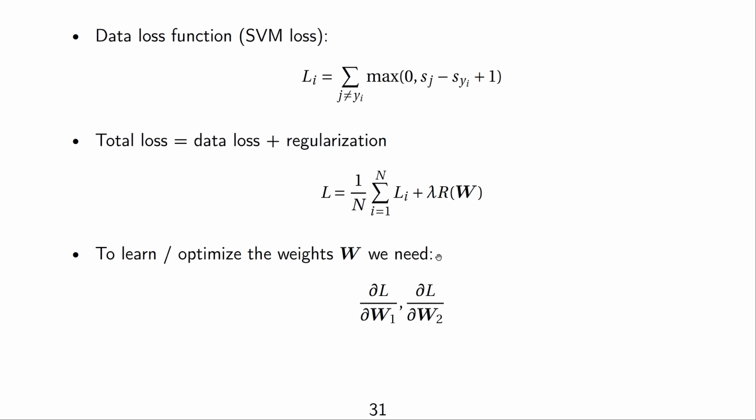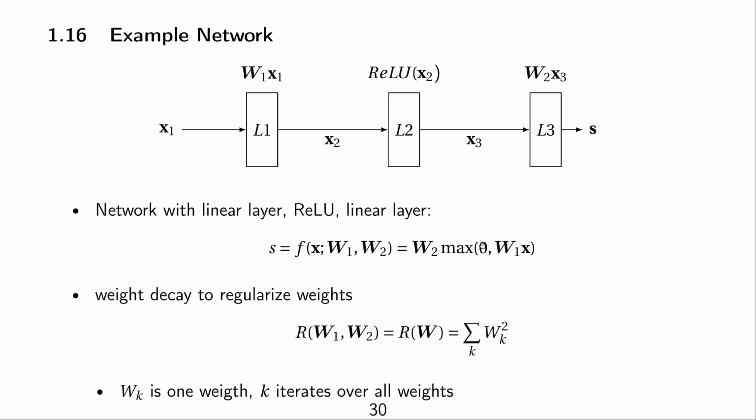And what we would like to do when we optimize is to know the derivative of the loss with respect to the parameters of the first layer, and the derivative of the loss with respect to the parameters of the third layer. So we want to know the derivative of the loss with respect to this group of parameters, and the derivative of the loss with respect to this other group of parameters.